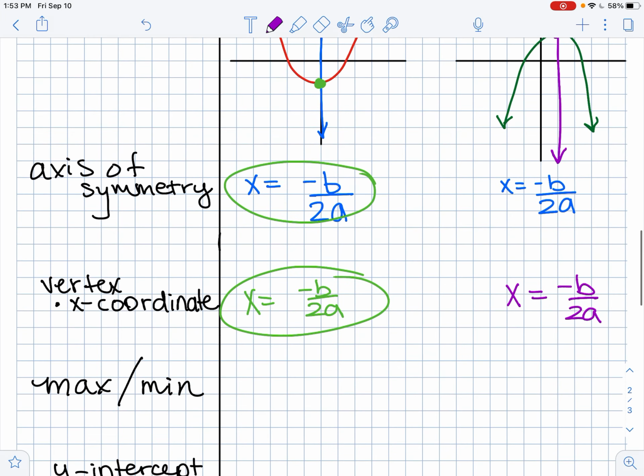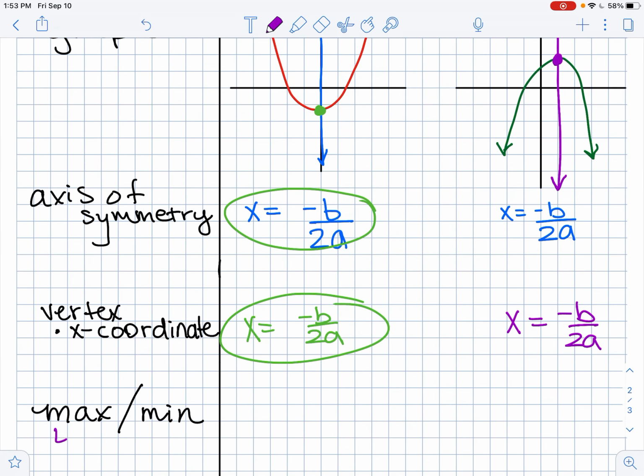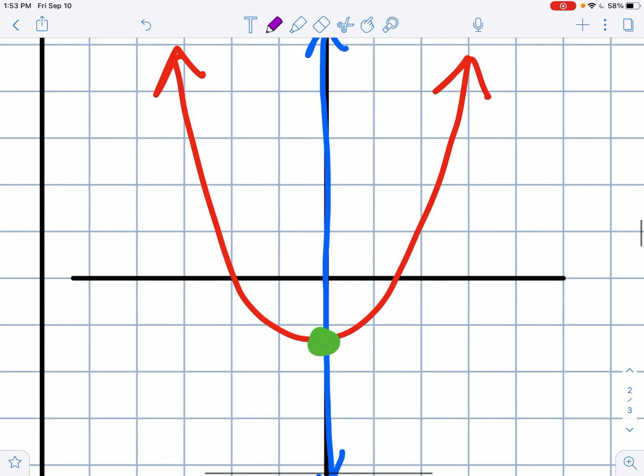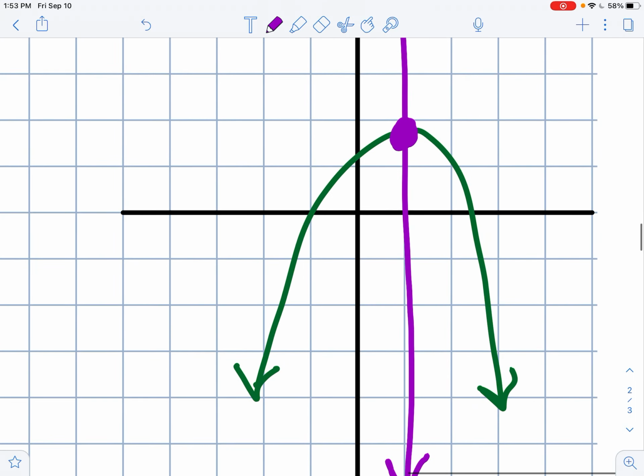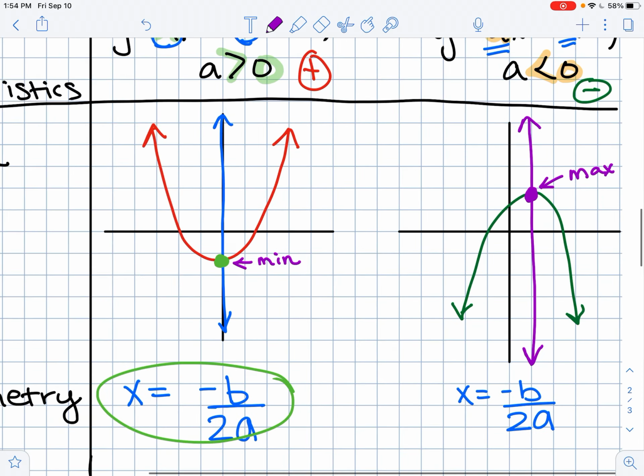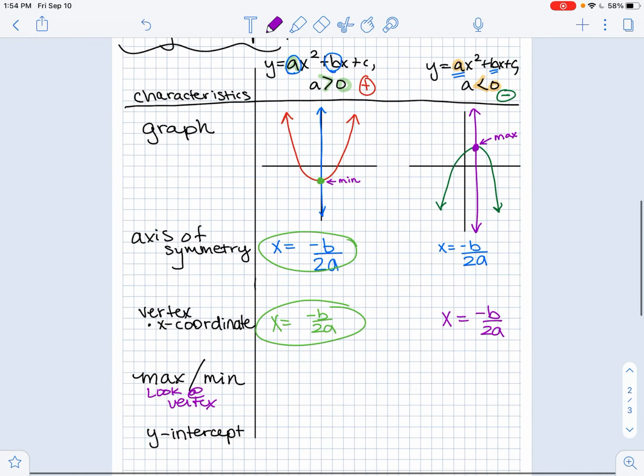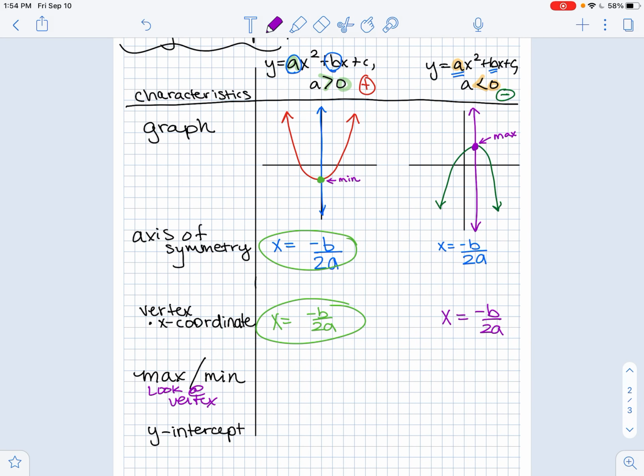And then when we're talking about a maximum and minimum, we're looking at the vertex. So if the vertex here is the lowest point possible, we call that a minimum point. And here, this vertex is the highest point possible. We call it a maximum. So when a is positive, the vertex is a minimum. And when a is negative, the vertex is a maximum.